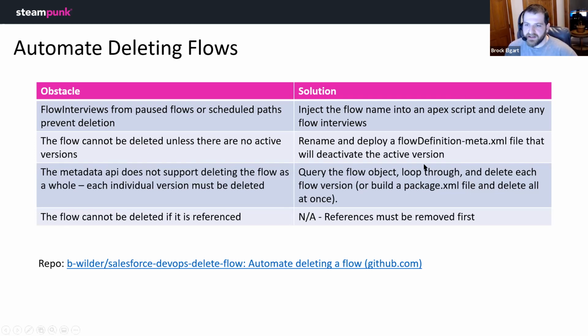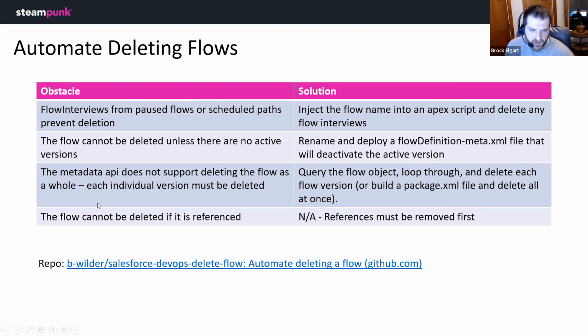I did it in a kind of lazy, non-bulkified way for this demo, but the optimal way would actually be to loop through and build a package.xml file, create that XML file in PowerShell and then deploy it as a destructive change. But you'll see I'm calling source delete in a loop for the purposes of the demo.